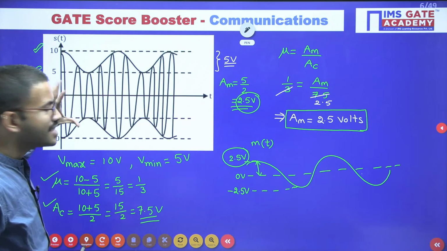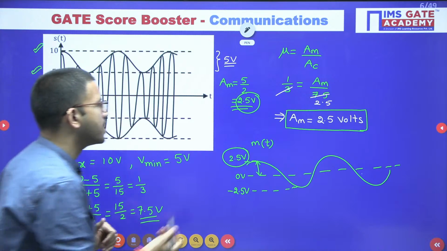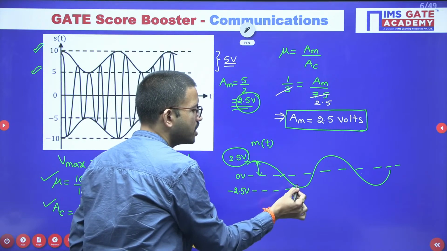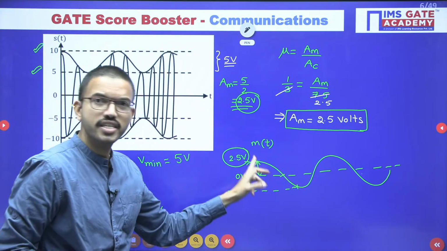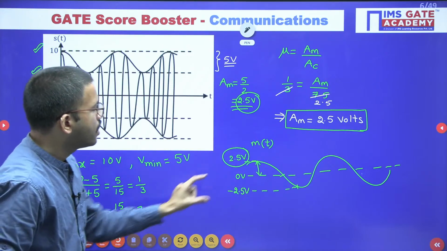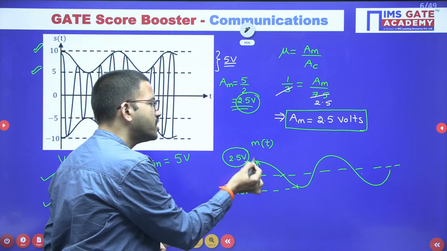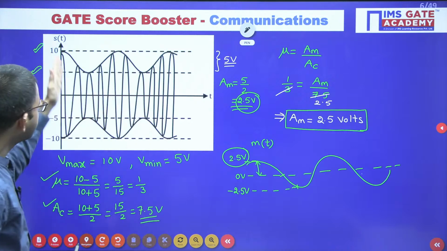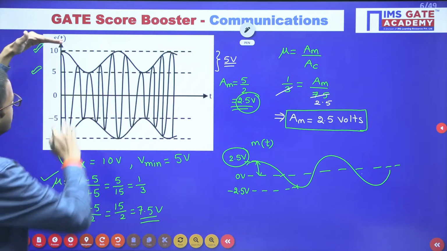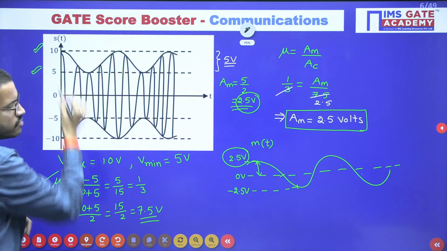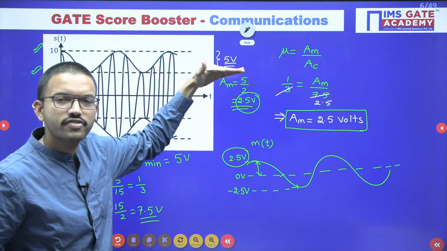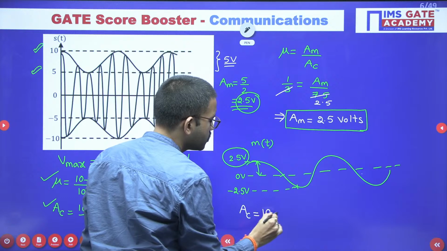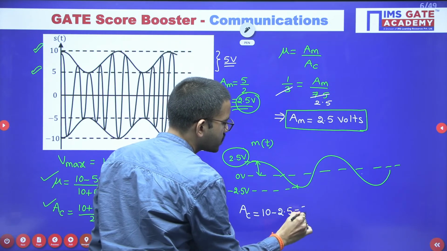Now, because of the carrier signal amplitude, what happened? You can observe this at any of these three instants, and with the help of any of them you can easily find the carrier signal amplitude. I am considering the timing where the message signal peak value is 2.5. Because of the carrier signal, here you are getting 10 volts. So this 2.5 volt got shifted to 10 volt, so AC is nothing but 10 minus 2.5, that is 7.5.